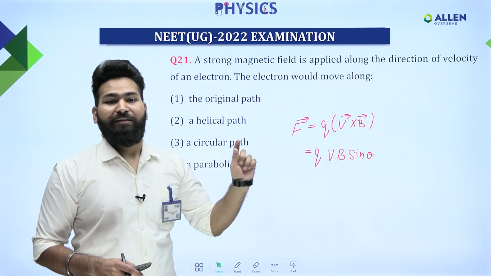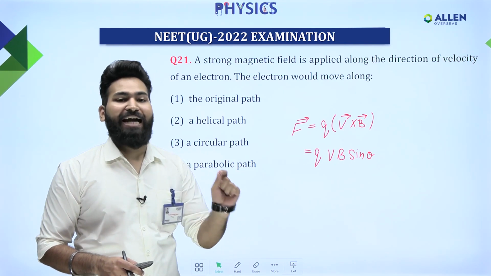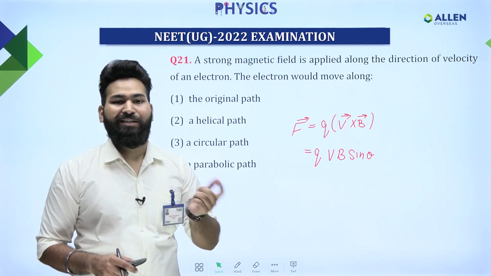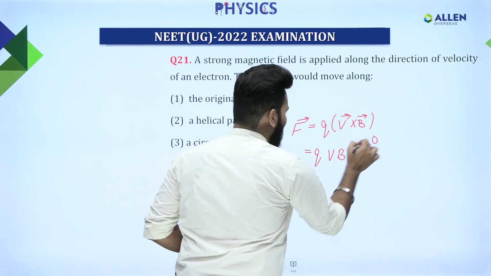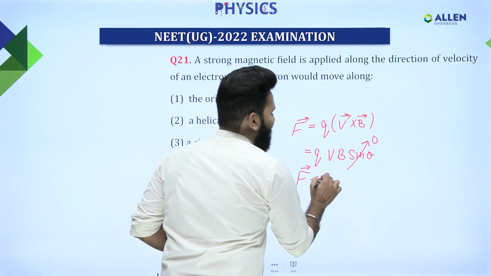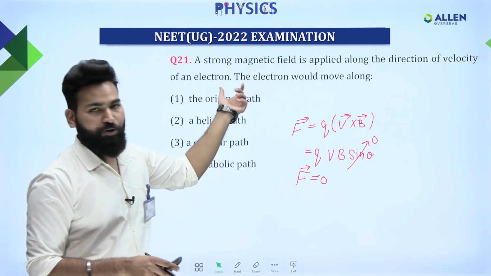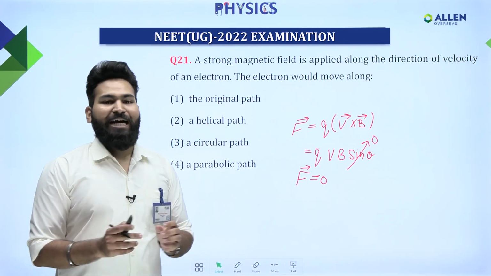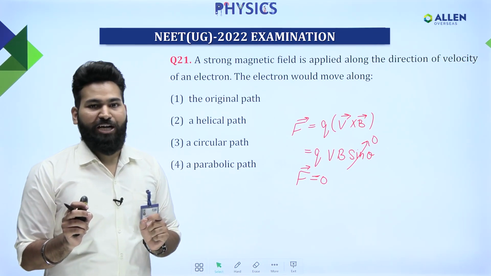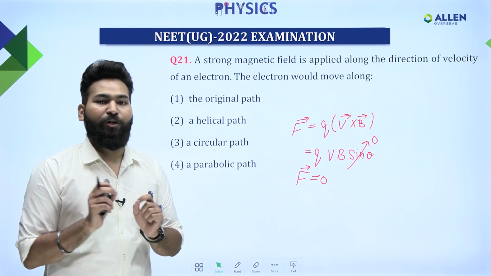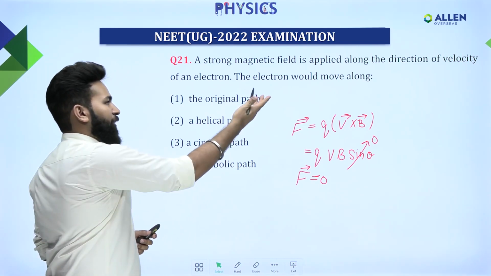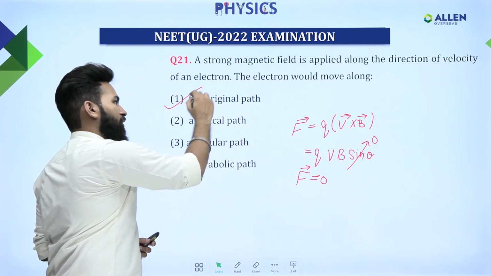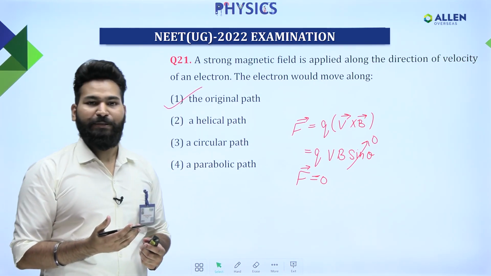That means the angle between velocity and magnetic field's direction is 0, right? So if the angle is 0, then sine theta will be 0, and hence the force acting on that charged particle, which is the electron in this question, will be 0. That means no force is acting on the charged particle, so it will continue to move in its original path. So the electron would move along the original path. I hope you guys got it.